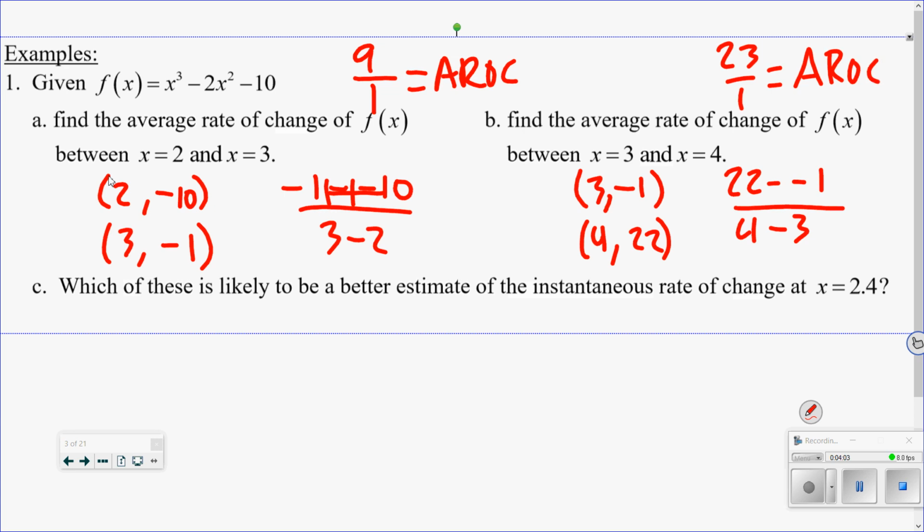So C says, which of these is most likely to be a better estimate of the instantaneous rate of change at x equals 2.4?